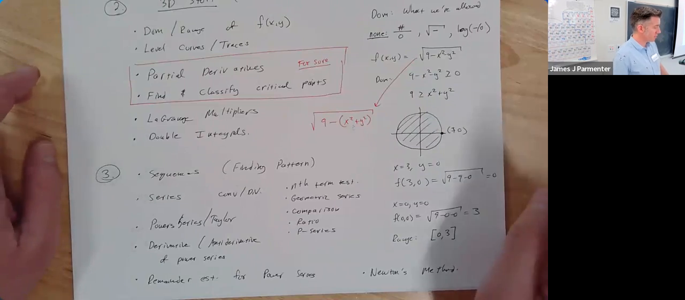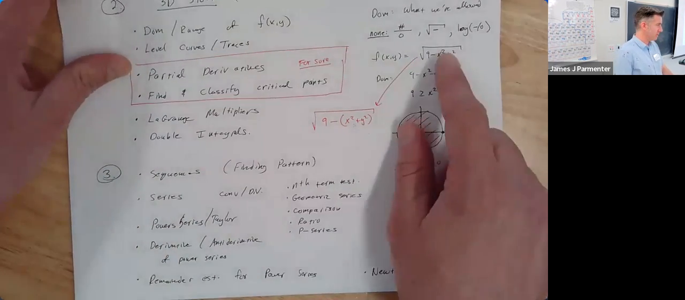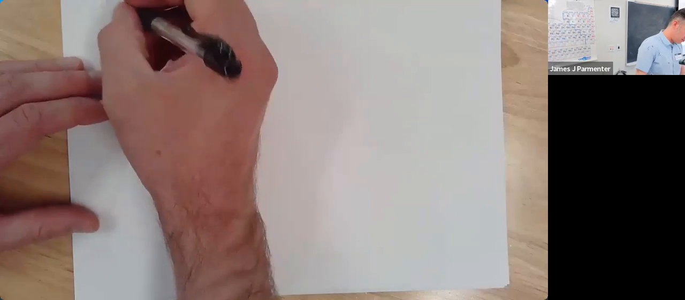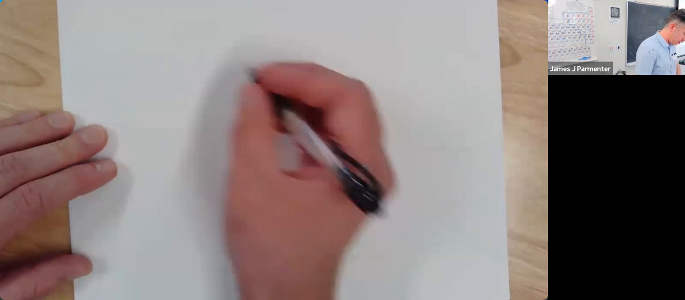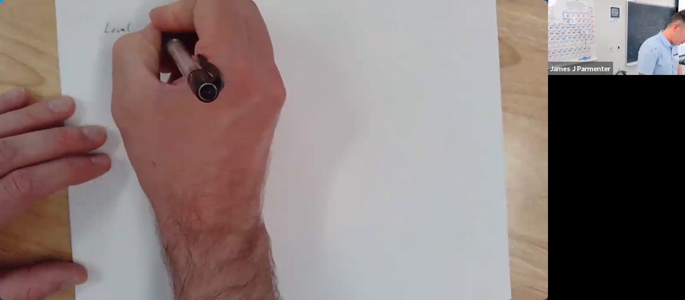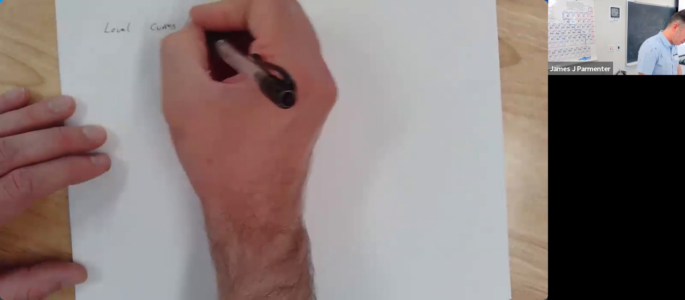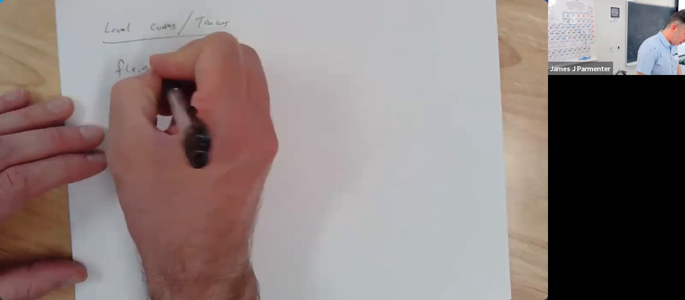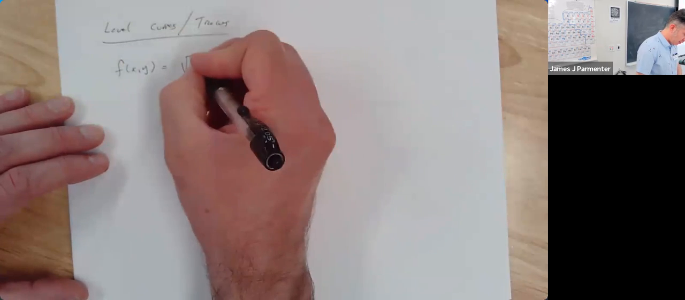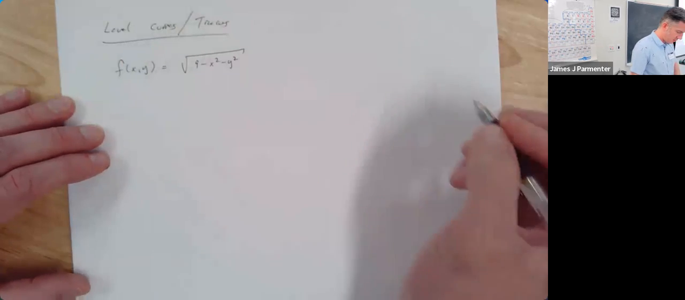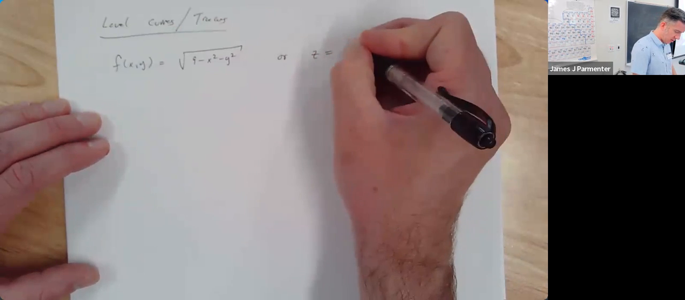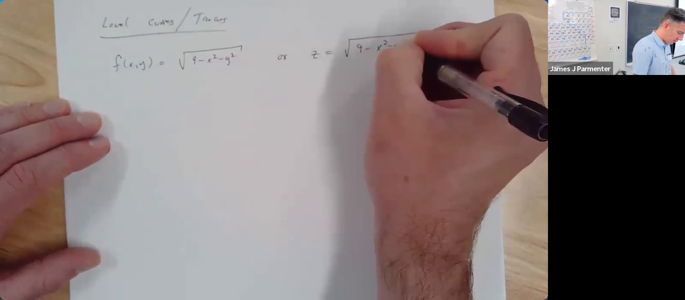As far as level curves and traces, let's look at this example as well, because I do think it's a worthy example. So for this function, f of x y equal to the square root of 9 minus x squared minus y squared, or as I would probably like to think of it when I'm trying to think about graphing it, z equal to the square root of 9 minus x squared minus y squared.